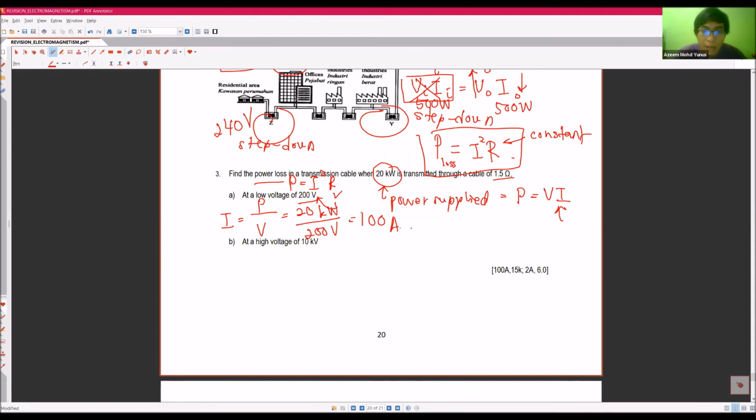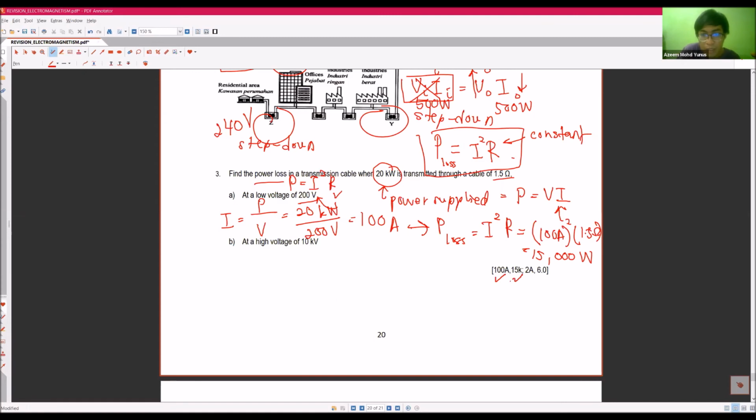We need to find the current, and from that we can calculate the power loss using the formula I squared R. I is 100 squared times 1.5 ohm. Putting that into the calculator, it becomes 15,000 watts, which is 15 kilowatts.